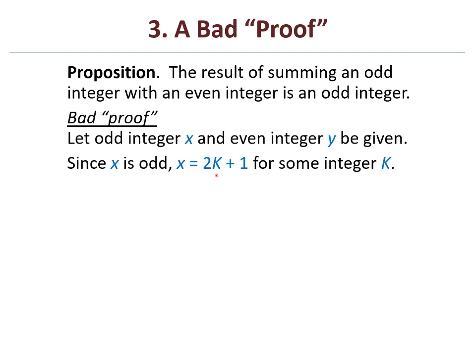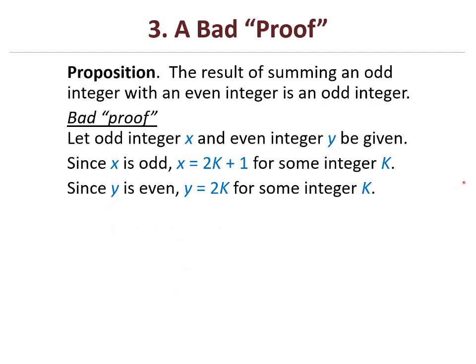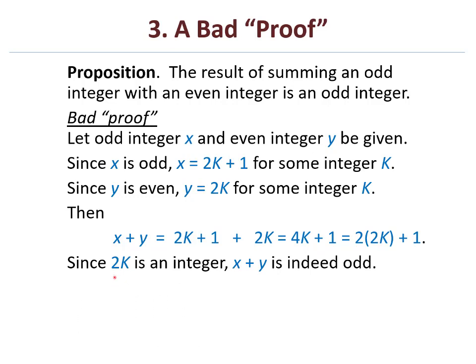Since x is odd, x equals 2k plus 1 for some integer k. Since y is even, y equals 2k for some integer k. Then x plus y equals 2k plus 1 plus 2k equals 4k plus 1 equals 2 times 2k plus 1. Since 2k is an integer, x plus y is indeed odd. So where is the error? End of proof, maybe? Pause the video if you don't see it and take a little bit of time, but when you see the error, you can unpause the video.